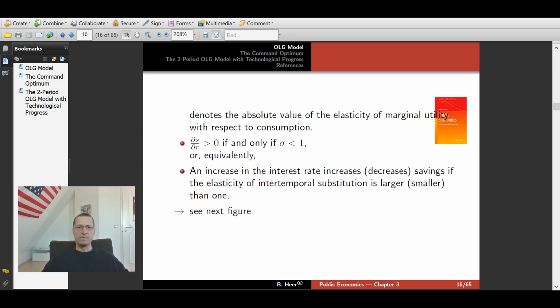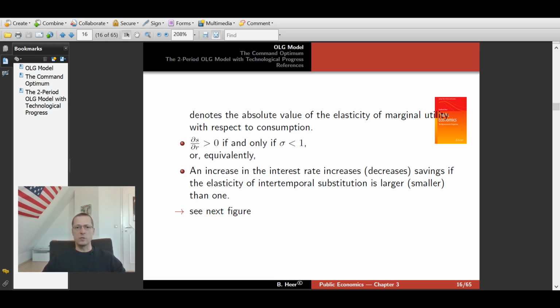The empirical evidence for sigma points in the direction that sigma is actually larger than 1. So often we find values in the range of 1 to 4. So this implies that here in our simple two-period model with realistic intertemporal elasticities of substitution, savings would go down with higher interest rates. Well, the reason that we do not observe this empirically, usually we observe that savings increase with the interest rate, is that we have so far neglected income in the second period.